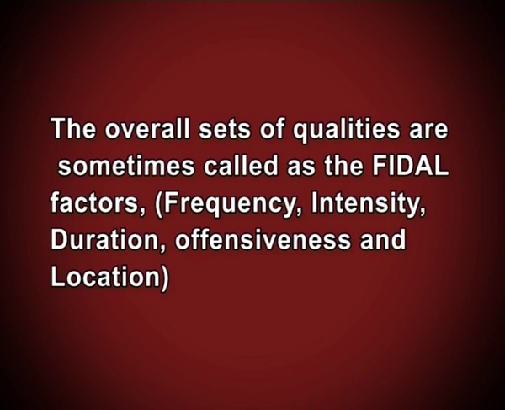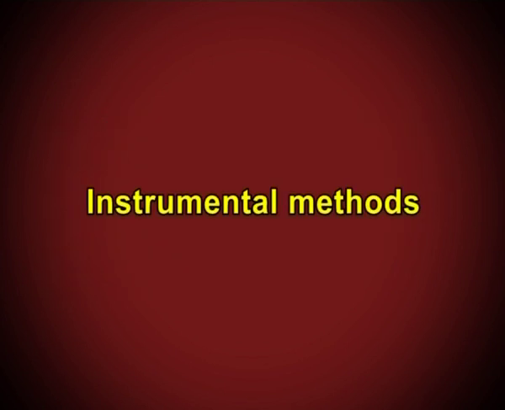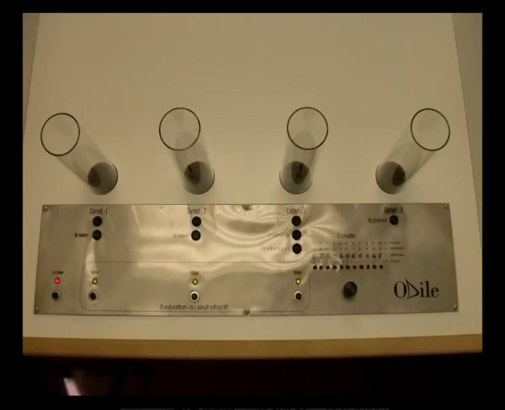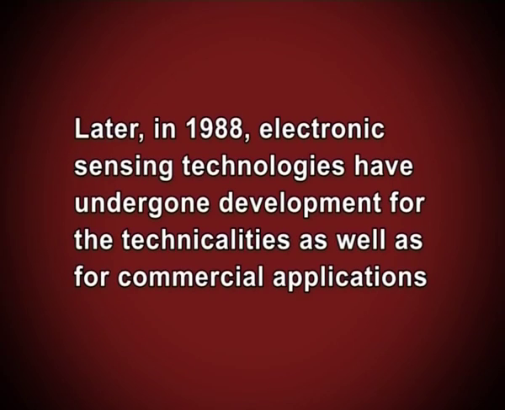Now next, coming to instrumental methods. Though human perception of odor is desirable and regarded as the most important and effective analytical instrument for odor evaluation, still there are problems in comparing different persons' experience in quantifying the odor. As a first step, the olfactometer, called the dilution instrument, has been coupled with the sensory method to provide to the panel of human assessors. Later, in 1988, electronic sensing technologies have undergone development for the technicalities as well as for commercial applications.